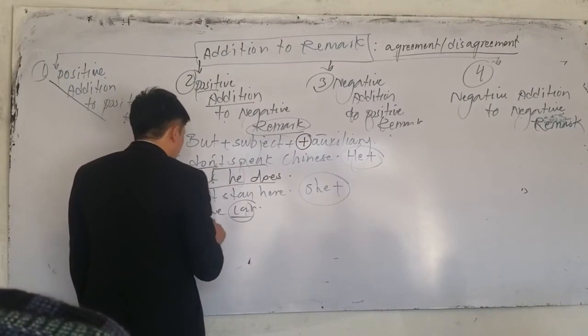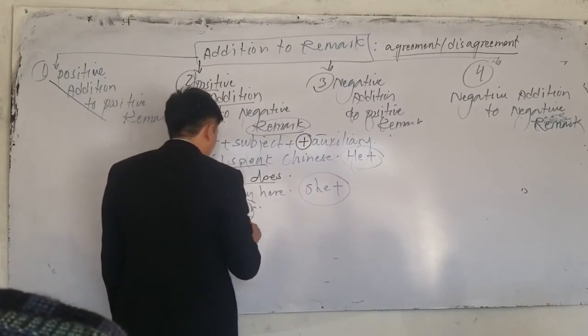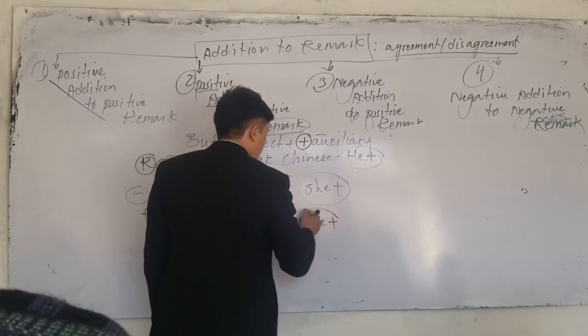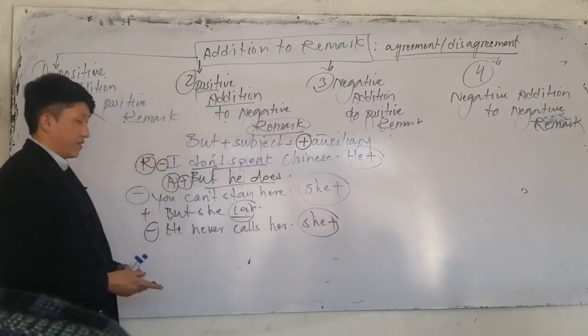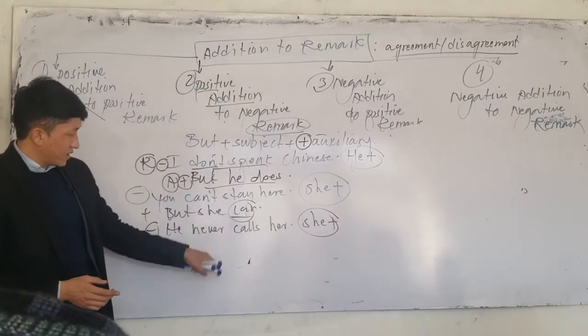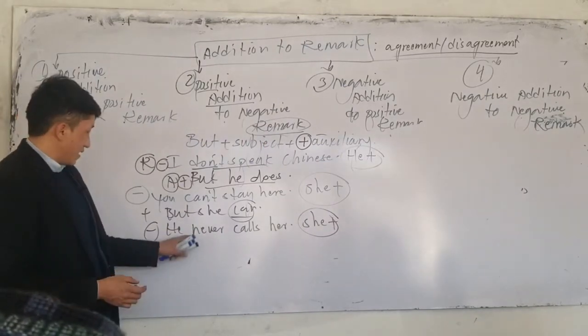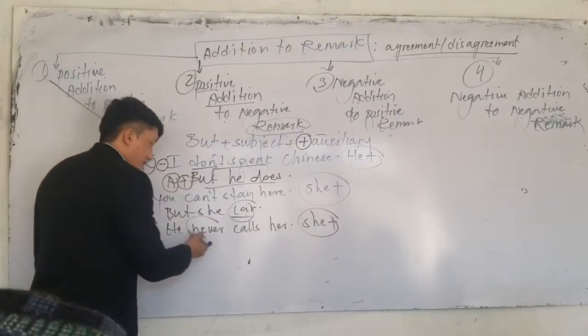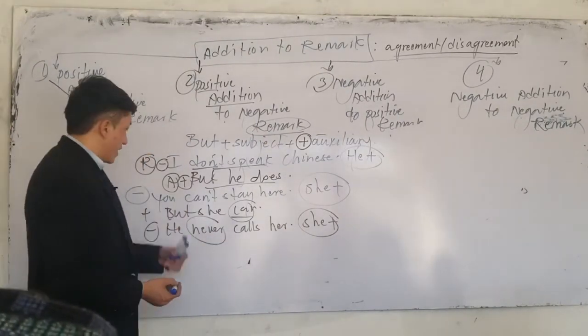He never, listen up, he never calls her. What about she? This is positive, this is negative. She, what is this sentence, negative or positive? Negative. Look, he never calls her. Why is it negative? Because never has what meaning? A negative meaning.